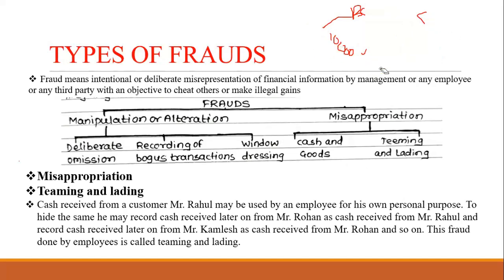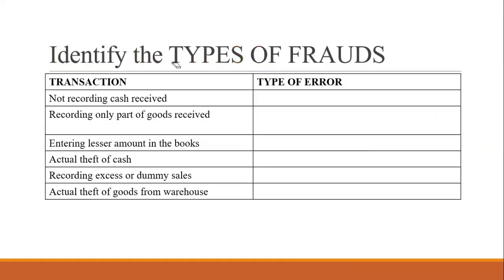Okay, a very important point. This is a very important type of fraud, because the misappropriation comes to an end. So again, under misappropriation, now we're talking only from the misappropriation point. So try to identify what kind of fraud it is, based on the transaction.